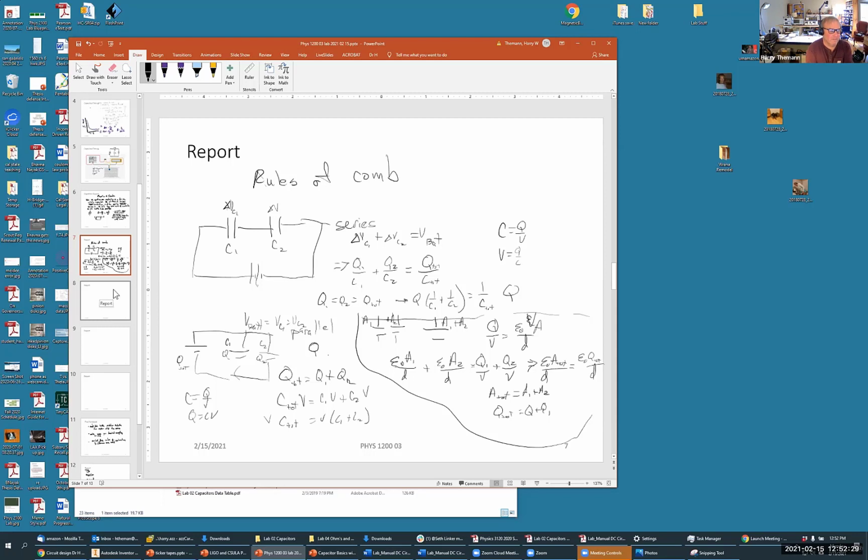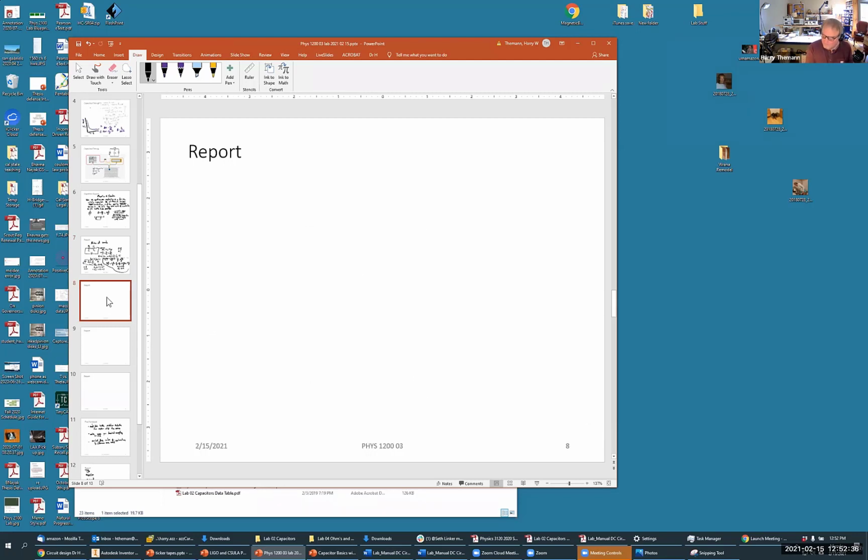And I'll eventually have this posted in Canvas, how to do the report. Okay, then the time properties. Remember, I gave you all those notes earlier. So we expect the charging to look like this and the discharging to look like this. So V as a function of time equals V bat. So this is the discharge.